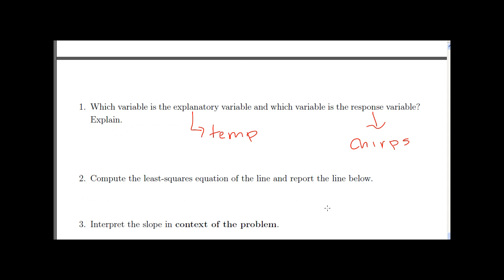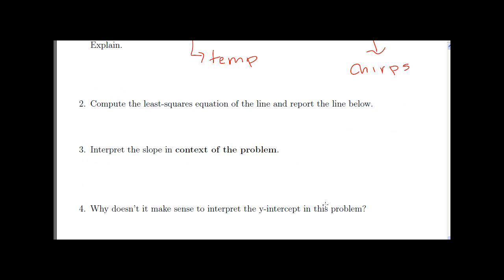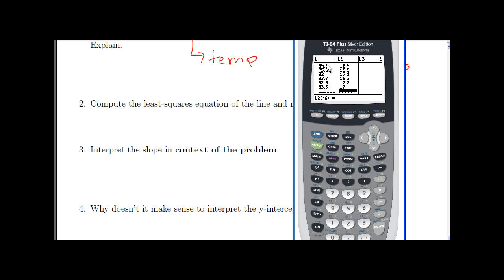All right, next thing we want to do is compute the least squares equation of the line. So I'm going to do this both in the TI calculator as well as in StatCrunch. So let's do the TI calculator first. The first thing we would do is enter our data, x in L1 and y in L2. And I've already done that.